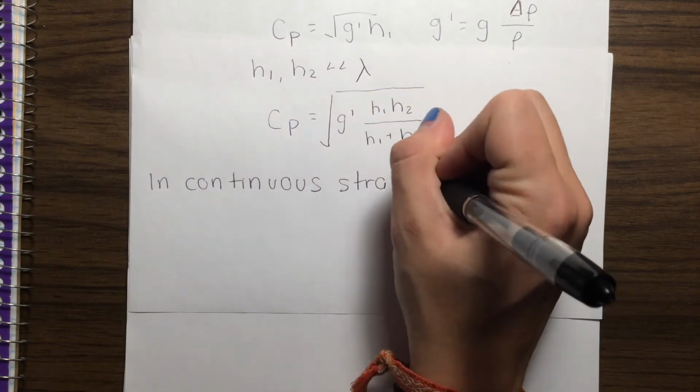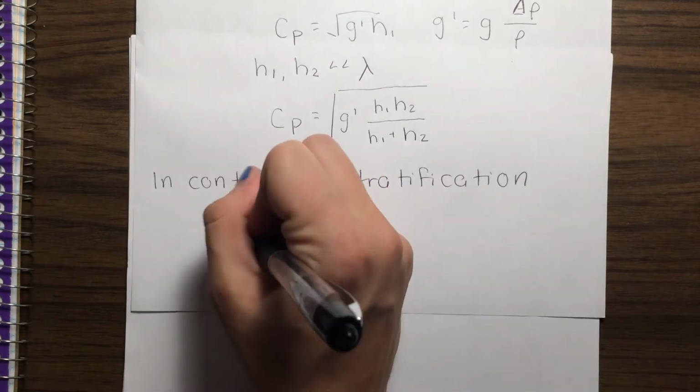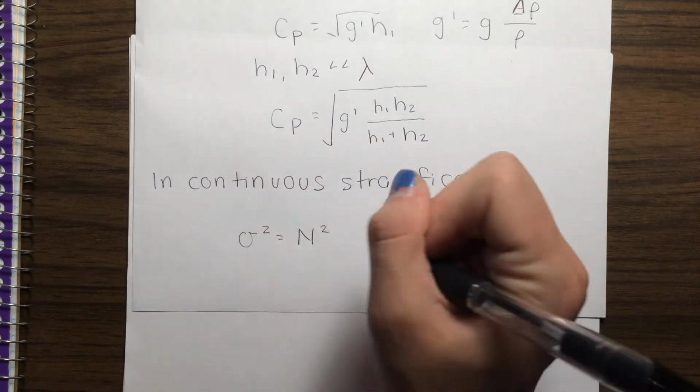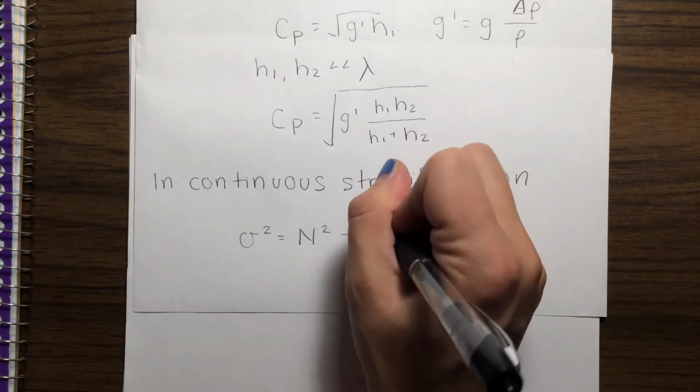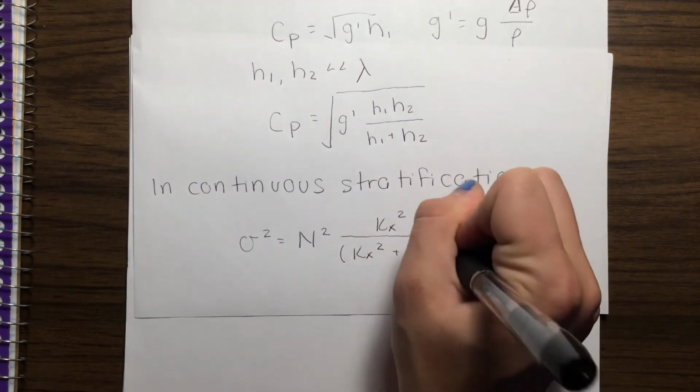We also talked about the scenario of continuous stratification, where our dispersion relation is shown below. And we importantly noted that in this case, and more generally in the real ocean, waves propagate both horizontally and vertically.